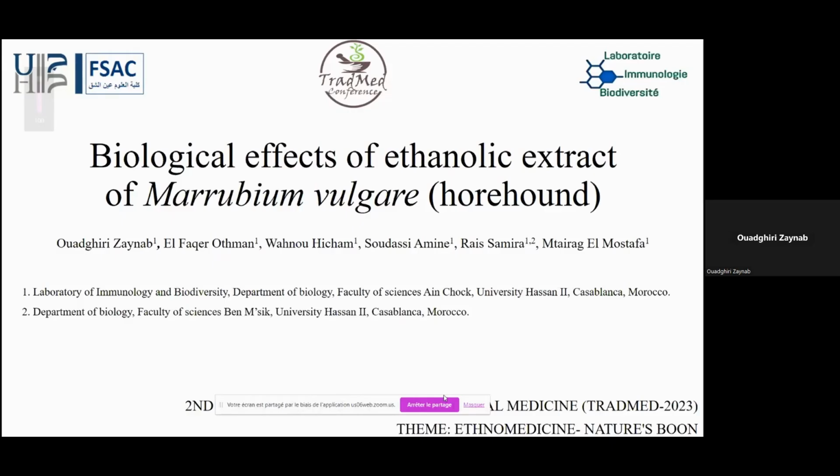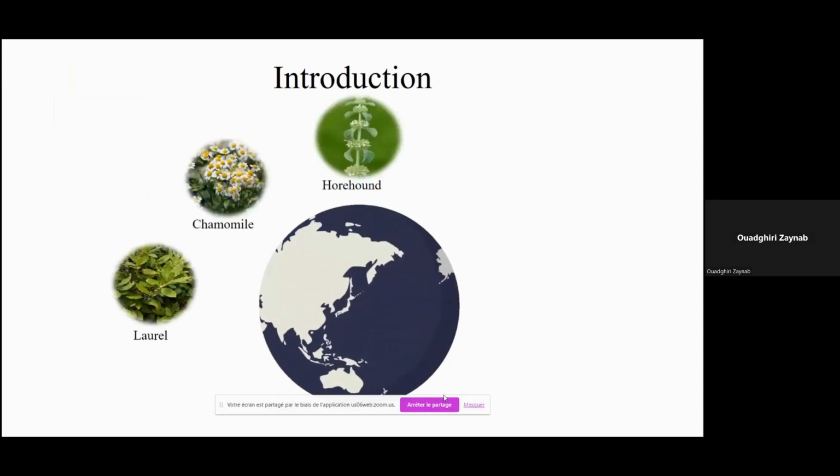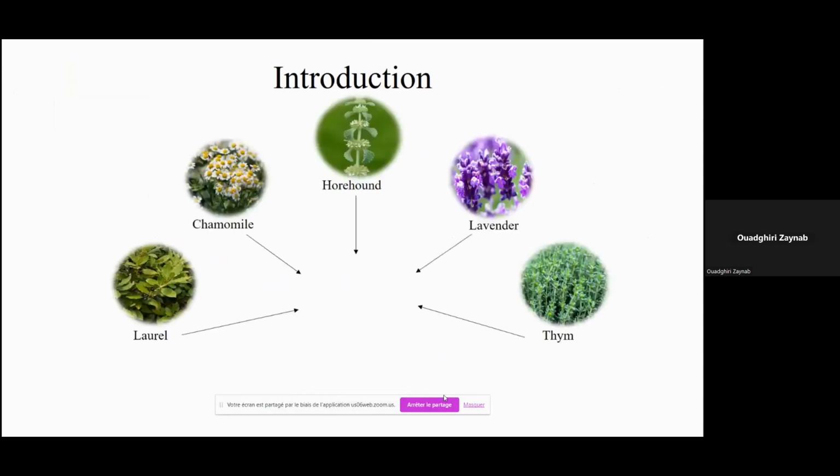As you can see on the screen, our topic today is about the biological effects of ethanolic extract of Marrubium vulgare, which is called horehound. All around the world, medicinal plants are important resources. The numerous biological activities of plant-derived bioactive compounds account for the unique interest they attract across a variety of sectors.